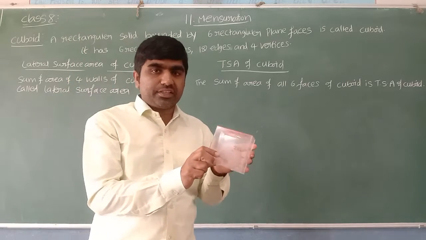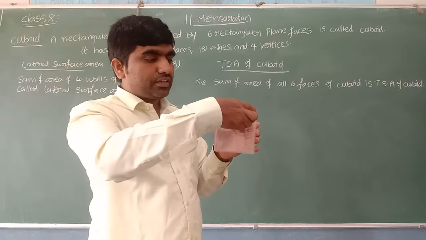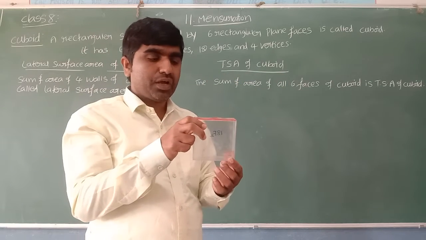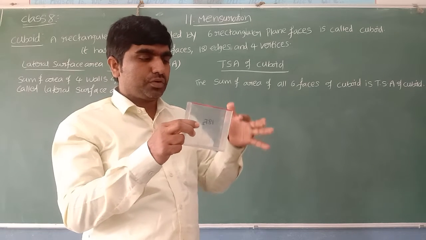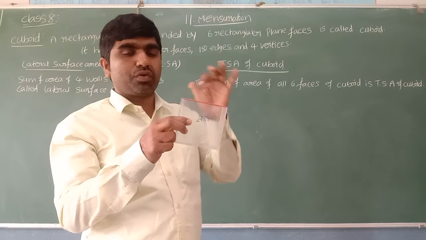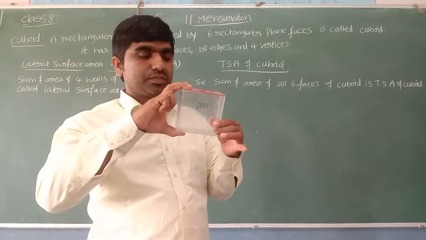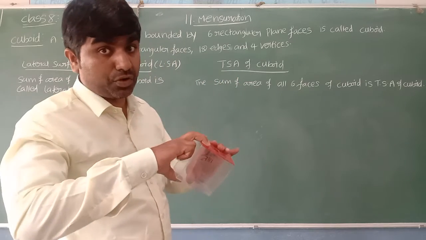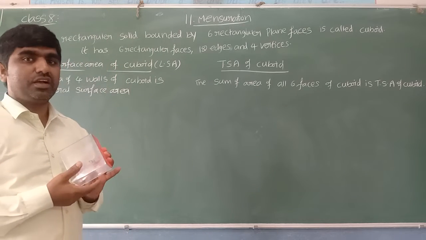Now see how many lengths it has. 1 length, 2 length, 3rd length, 4th length. It has 4 lengths. How many breadths can you see here? 1, 2, 3, 4. 4 breadths. Height, 1, 2, 3, 4. It has 4 lengths, 4 breadths, 4 heights. 4 threes are 12 edges.